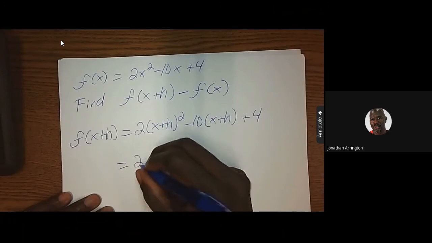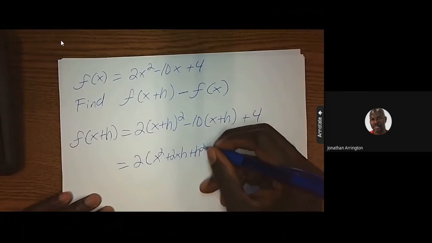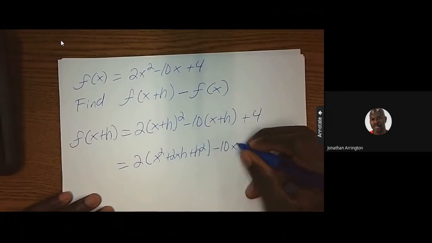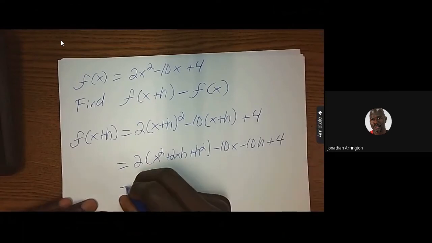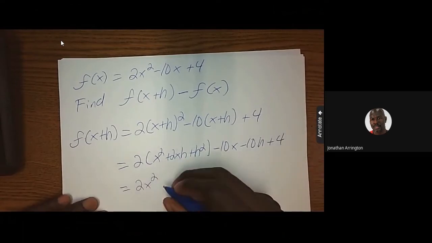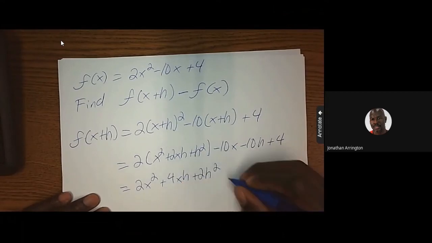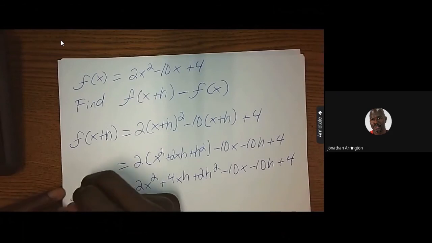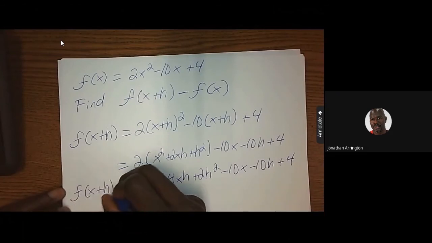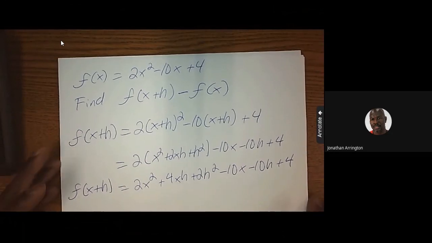So that would be 2 times (x squared plus 2xh plus h squared) minus 10x minus 10h plus 4, which would be 2x squared plus 4xh plus 2h squared minus 10x minus 10h plus 4. So that, ladies and gentlemen, is f of x plus h. Again, when you find f of x plus h, there won't be any like terms to combine in most cases.